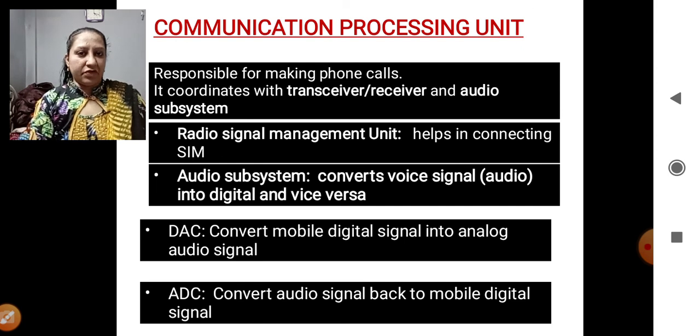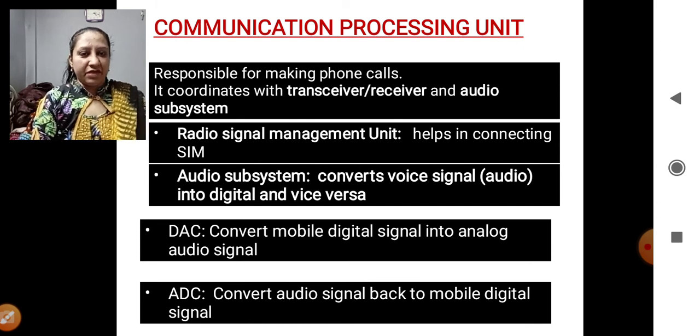Conversion from digital to analog signal is the first process, and at the other end, the user who is communicating with you, when it reaches that phone, the reverse process has to be done. At the receiving end, the user is using the mobile, so it has to go back into digital form. The reverse process, called ADC, does the reverse task, converting your analog signals back to digital, so that the user can understand the audio you spoke. This is how the communication processing unit works.